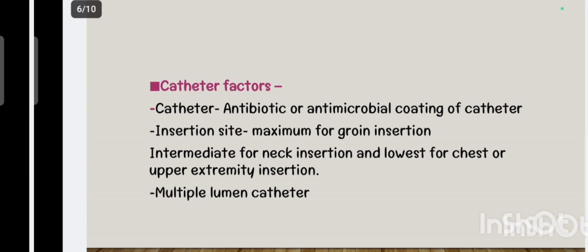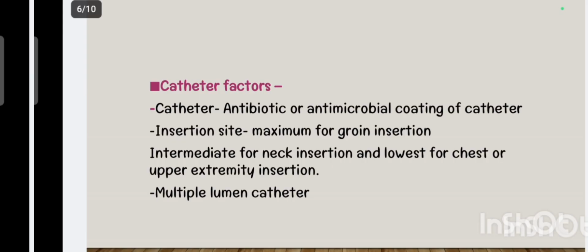Then catheter factors. Within the catheter factors, whether the catheter is coated with antibiotic or antimicrobial coating, and the insertion site. There are three types of insertion site: groin insertion, neck insertion, and chest or upper extremity insertion. For the groin insertion, the catheter is inserted through the femoral vein and there are more chances of infection. Then neck insertion: the catheter is inserted through the internal jugular vein and they have intermediate chances of infection.